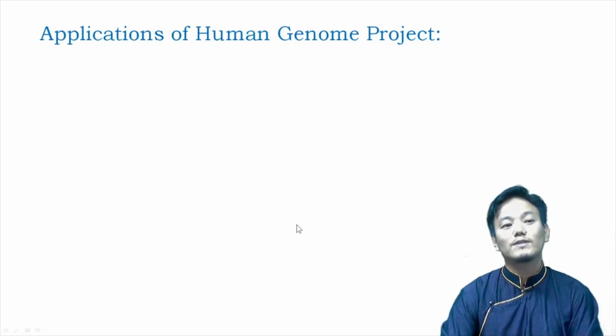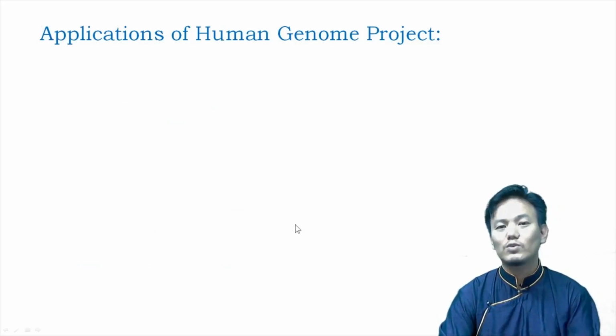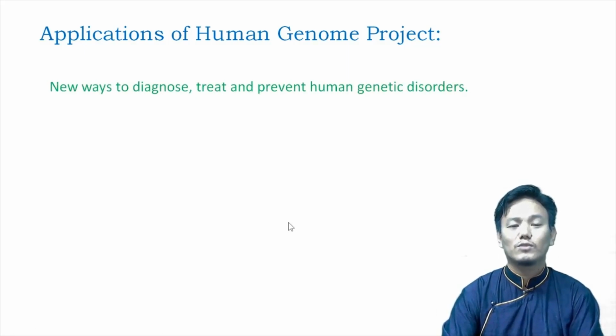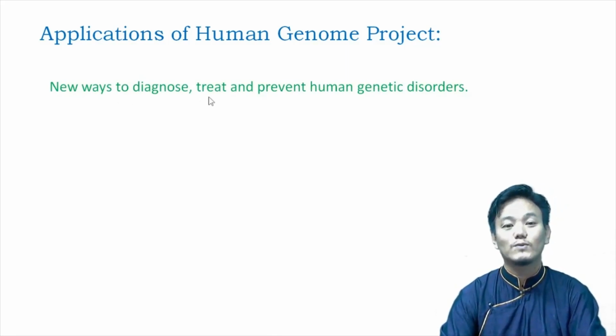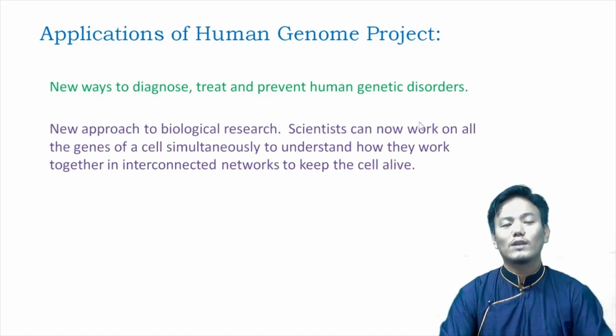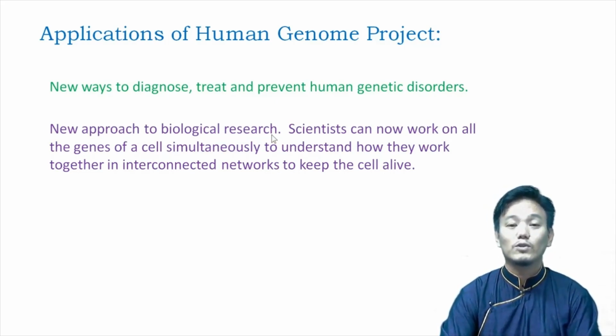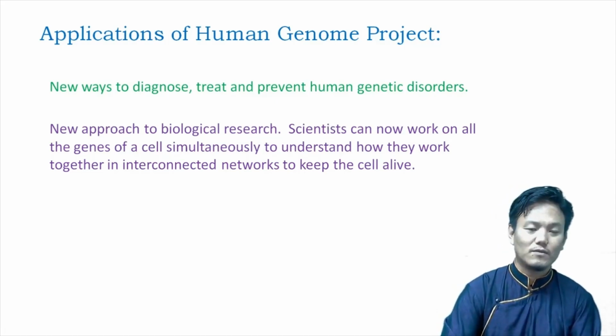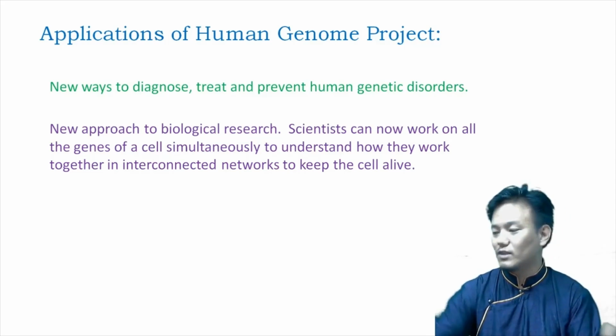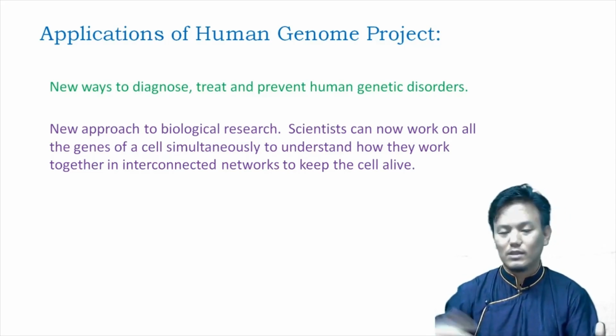Now finally we will discuss the applications of the human genome. The findings of the Human Genome Project will be applied in finding new ways to diagnose, treat and prevent human genetic disorders. I already told you that before. Apart from that, scientists expect a new approach to biological research to come up. Earlier, scientists used to work with only one gene at a time. If I am a scientist, I have to work with one gene, and I cannot work with other genes because that will take up more of my time.